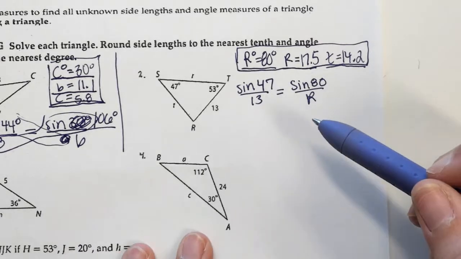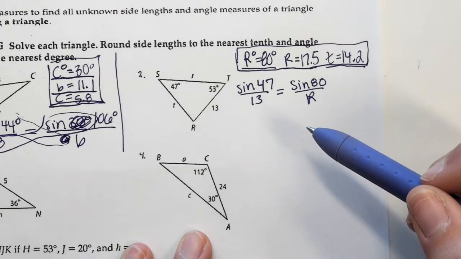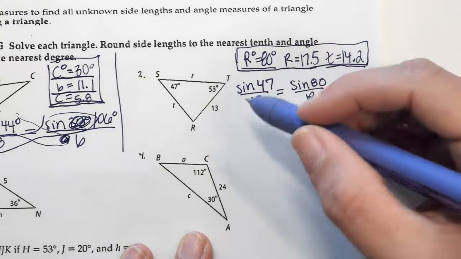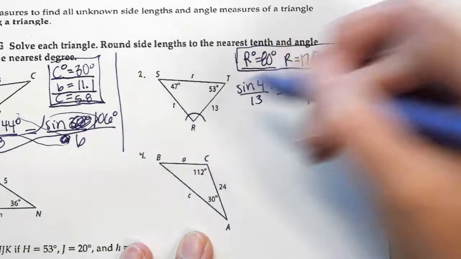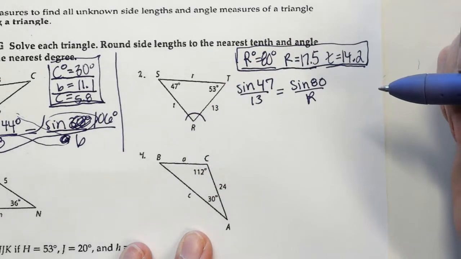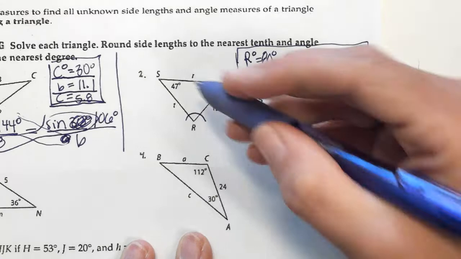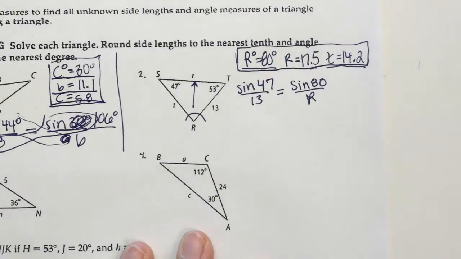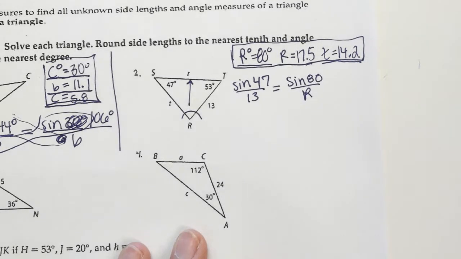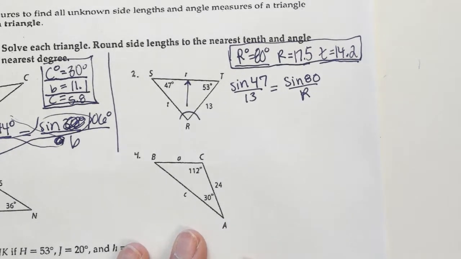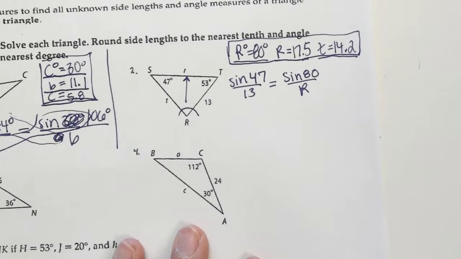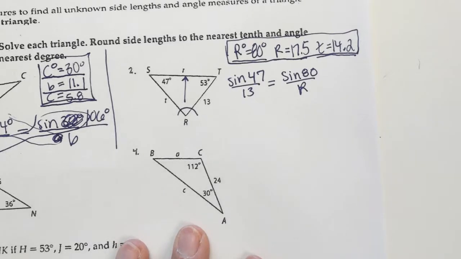What's our biggest side that we found? 17. Yeah, 17.5, right? Was R the biggest angle? Yes. So the biggest angle has to have the biggest side across from it. So that's another way you can kind of check yourself. Another thing, you should never have a negative side or a negative angle. Y'all know this. And if you have an angle that's like 0.5, that's probably not right.